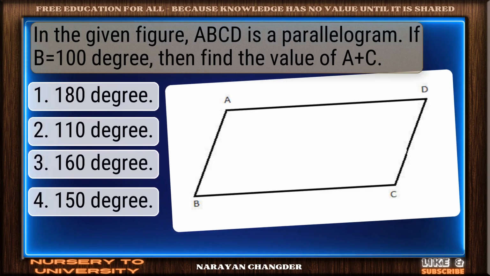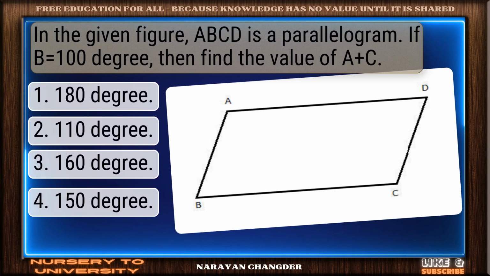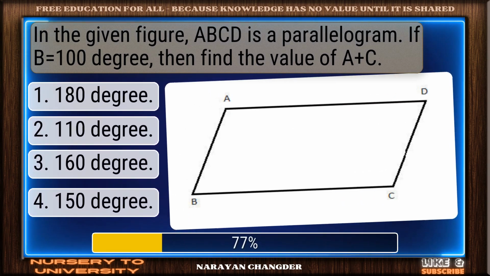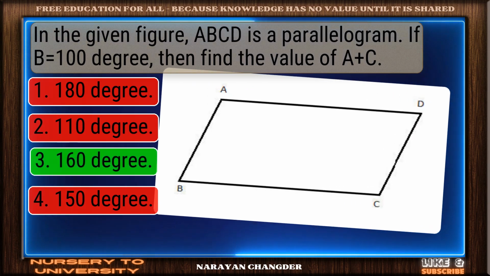Question number 3. In the given figure, ABCD is a parallelogram. If angle B equals 100 degrees, then find the value of angle A plus angle C. Correct. 160 degrees is the right answer.